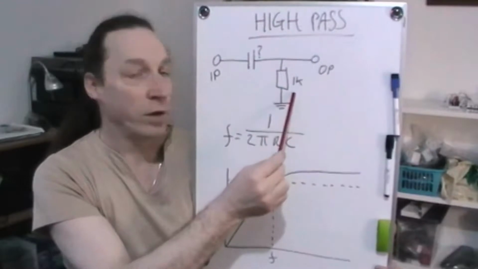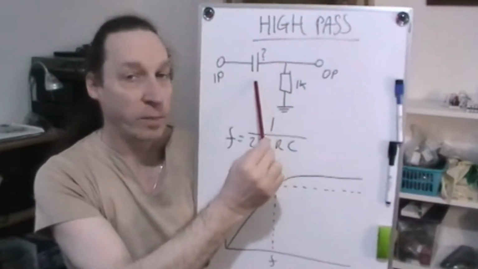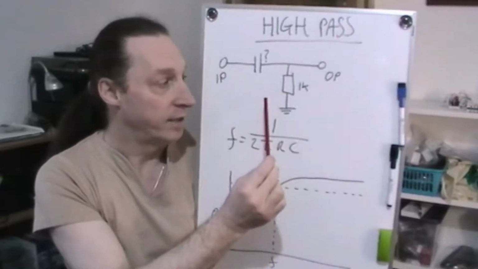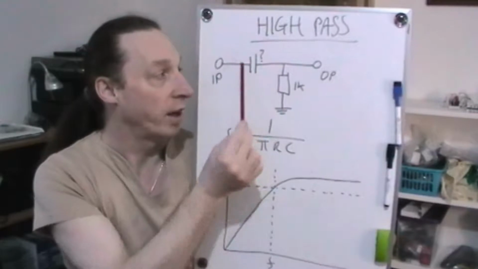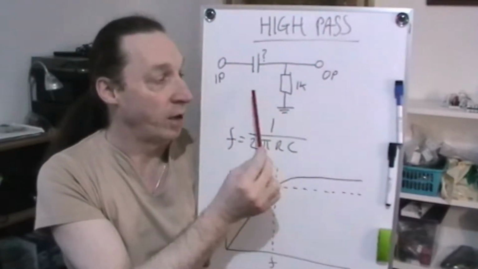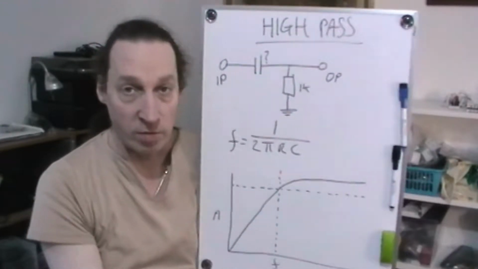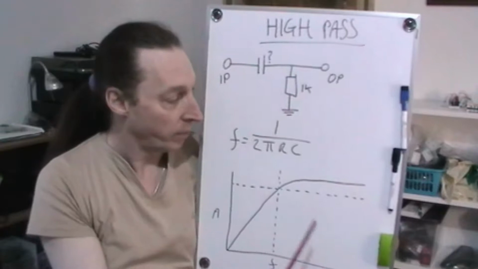I'm going to use a 1K resistor in here, and I'm going to change the capacitance, because what I want to look at is how the cutoff point is going to change depending upon that capacitor. Supposedly with a high pass filter, anything below the cutoff point I'm not going to get, and anything above that I will get through.